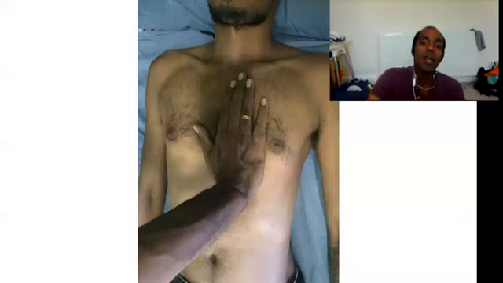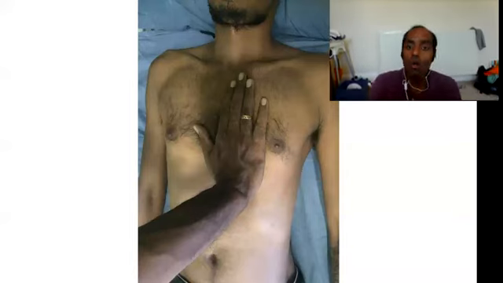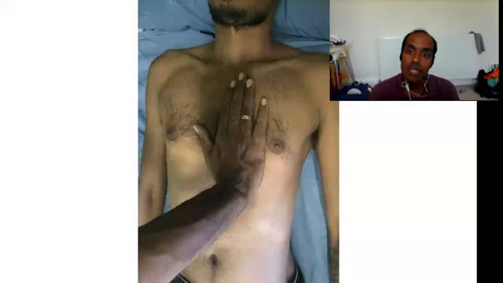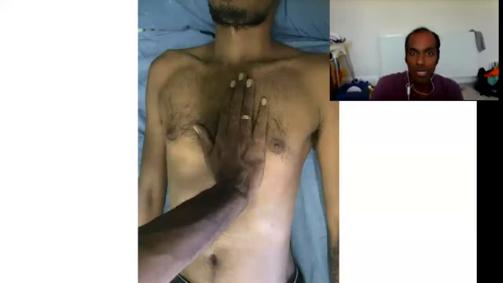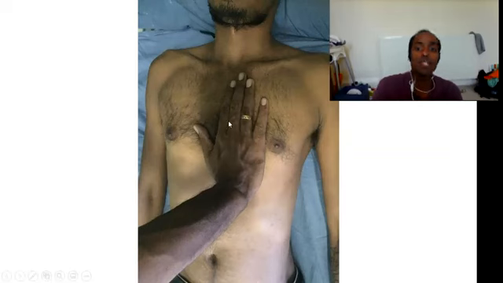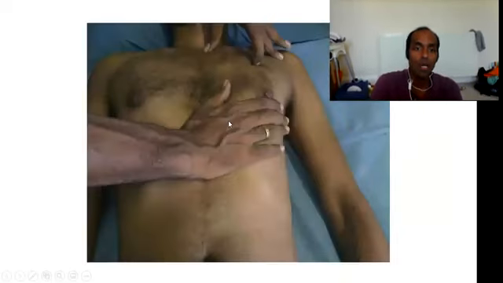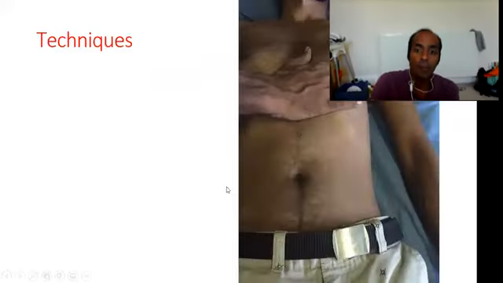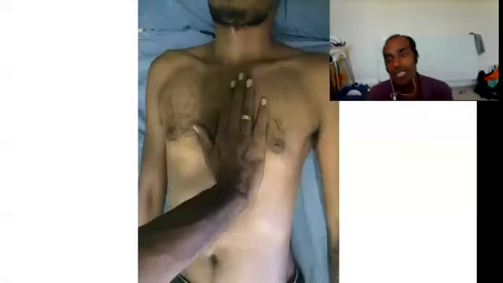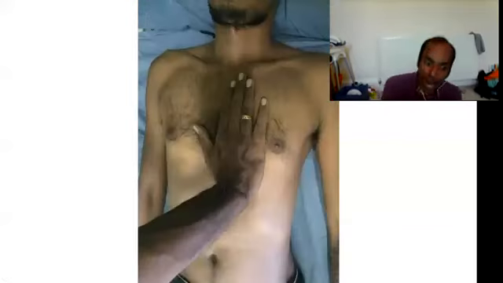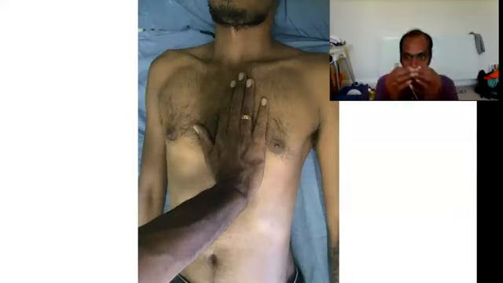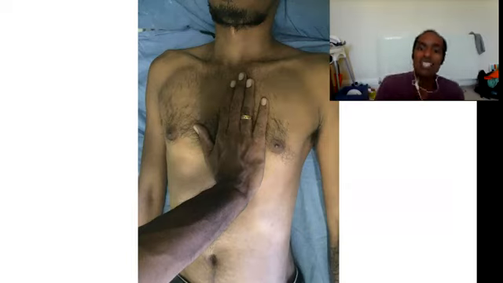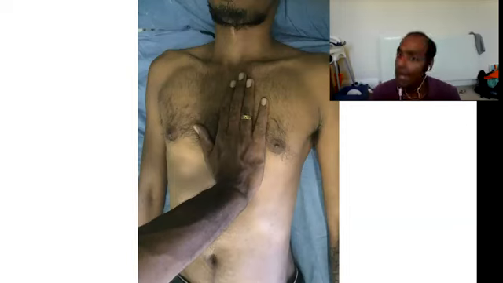Okay. In this picture, I have shown you how to examine for a parasternal heave. Parasternal heave basically means a palpable cardiac impulse along the left sternal edge. So in your palpation, thrills would be next, and then parasternal heave, a palpable cardiac impulse along the left sternal border. This indicates right ventricular hypertrophy. The left parasternal heave indicates hypertrophy of the right ventricle, because that is anatomically what underlies this area. Okay.